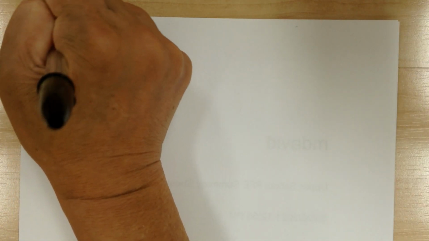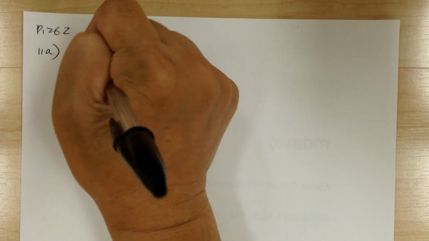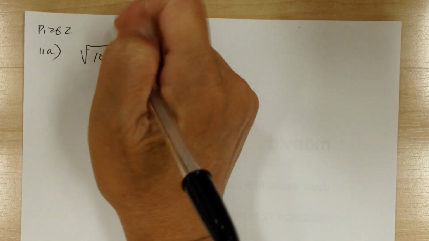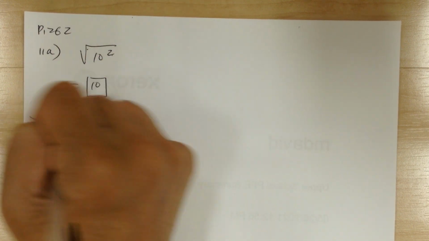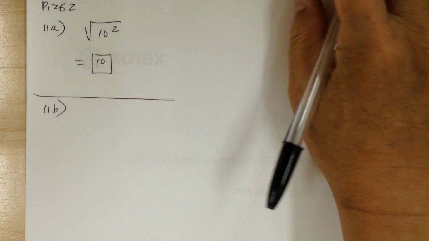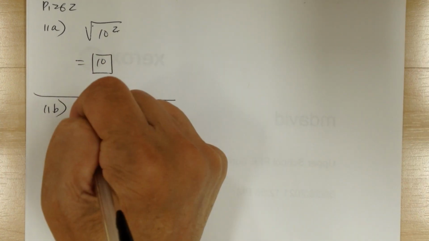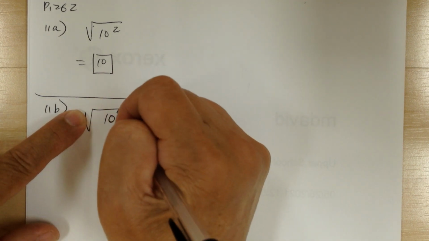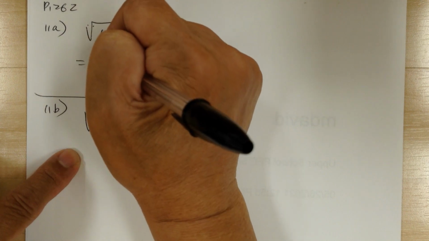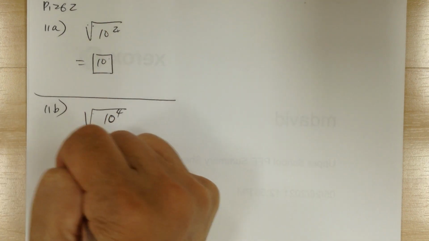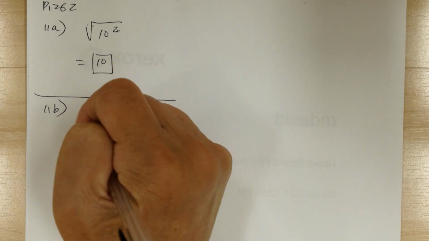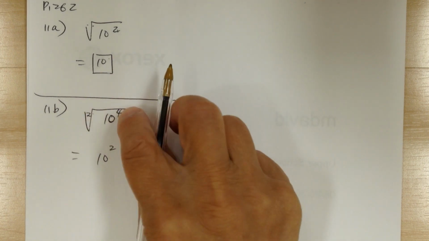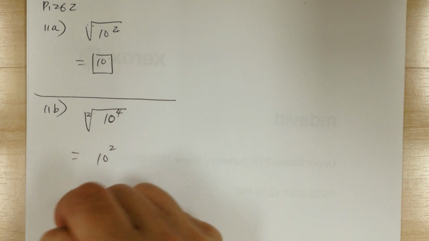Okay, let's go to number 11. Okay, 11a, you have square root of 10 squared. Again, square and square will cancel out, so the answer will equal 10. Okay. 11b, you have square root of 10 to the 4. Now, index is 2, so what you do is just divide. See over here, 2 divided by 2 gives you 1, so 10 to the 1 power is 10. So over here, this will equal 10 to the 2, right? Because there's an invisible 2 over here. So 4 divided by 2 will give you 2, and so this will equal 100.